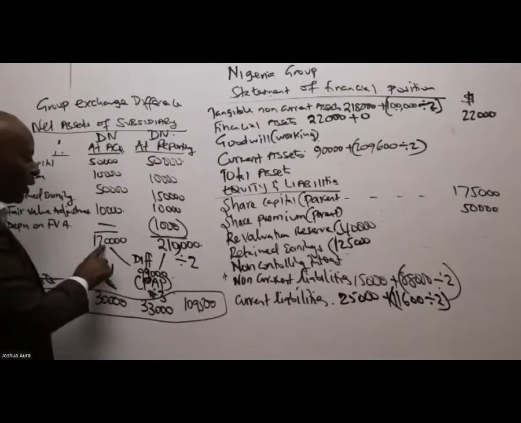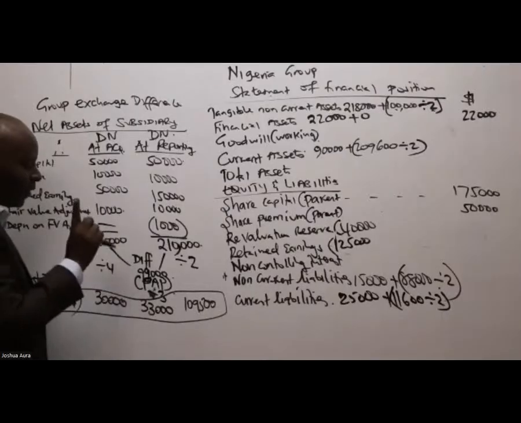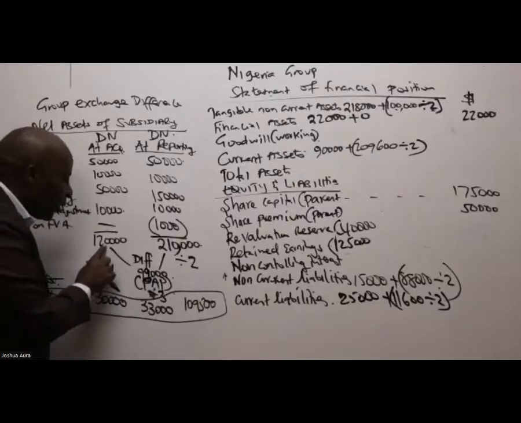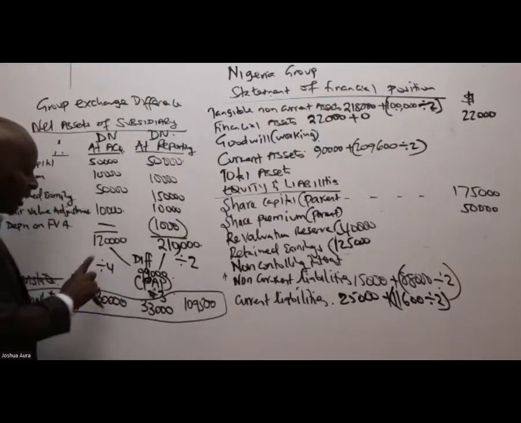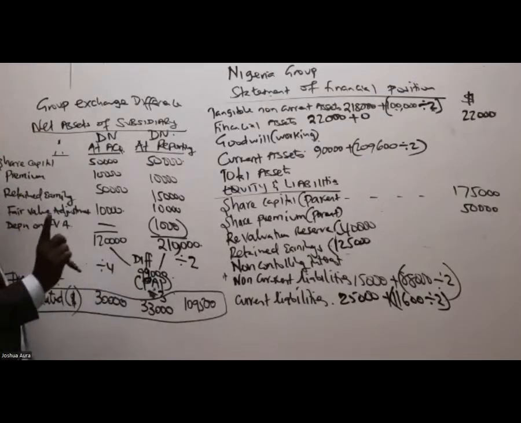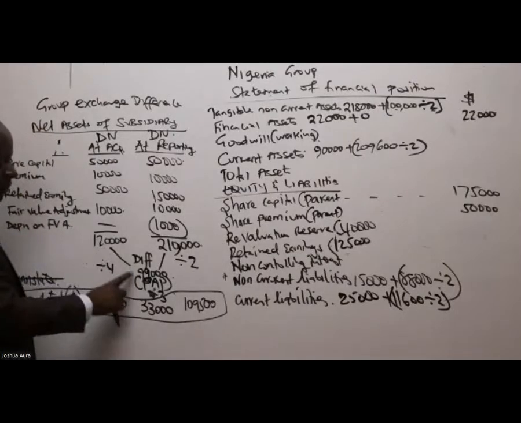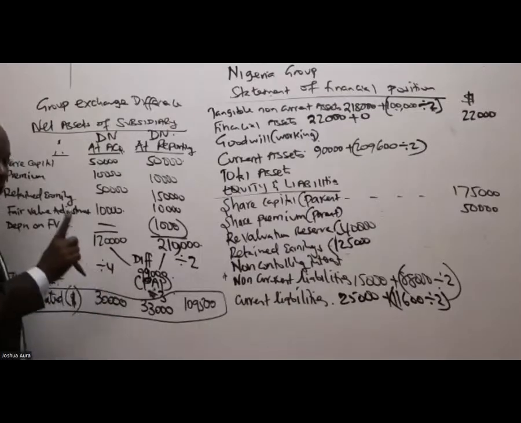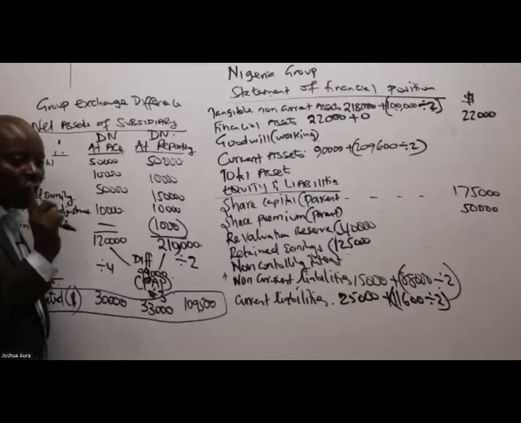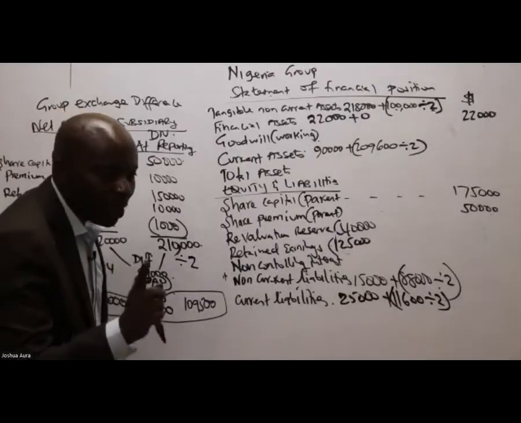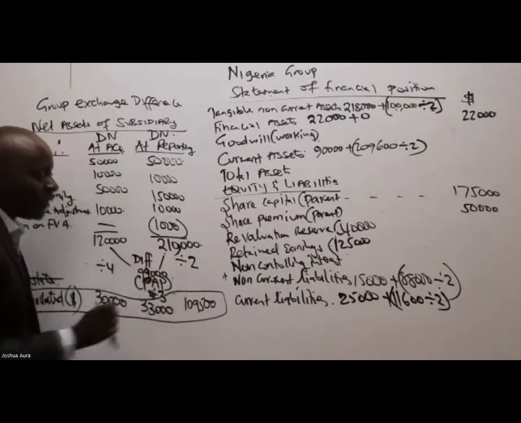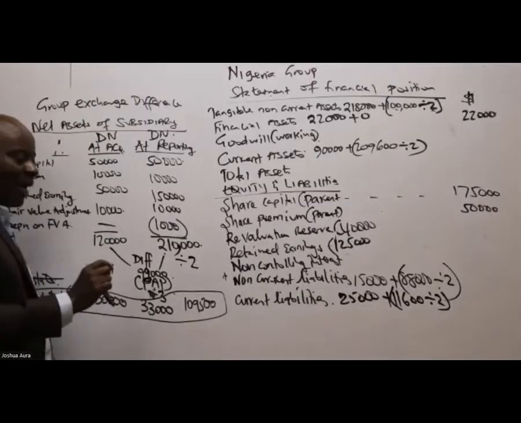When you take 120,000 plus 99,000, can somebody help me with this operation? 120,000 plus 99,000 gives me what? It gives me 219,000, which happens to be the closing. So there is a perfect match.